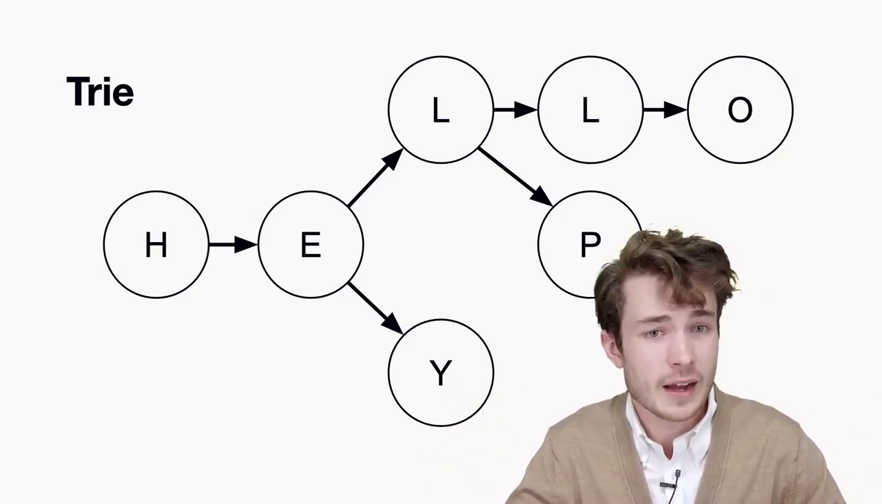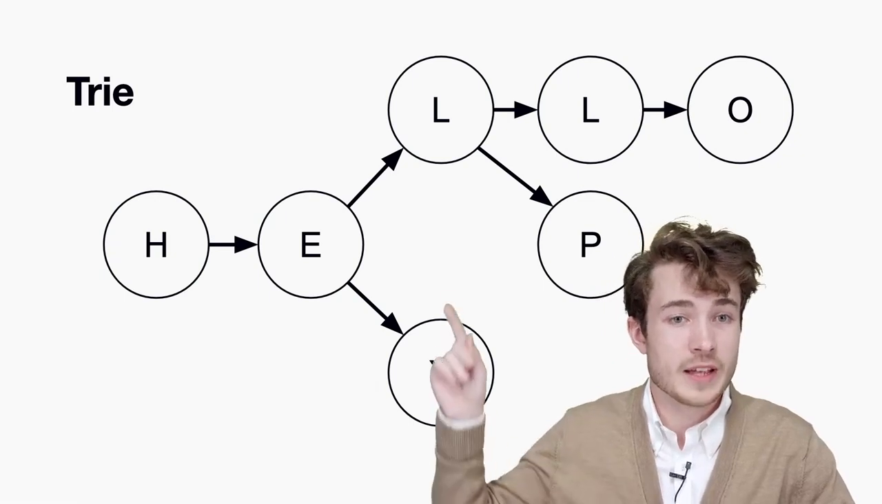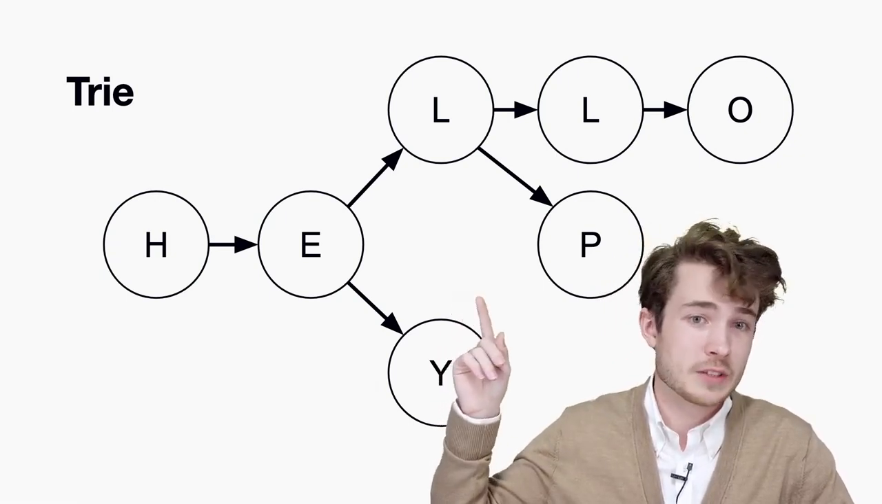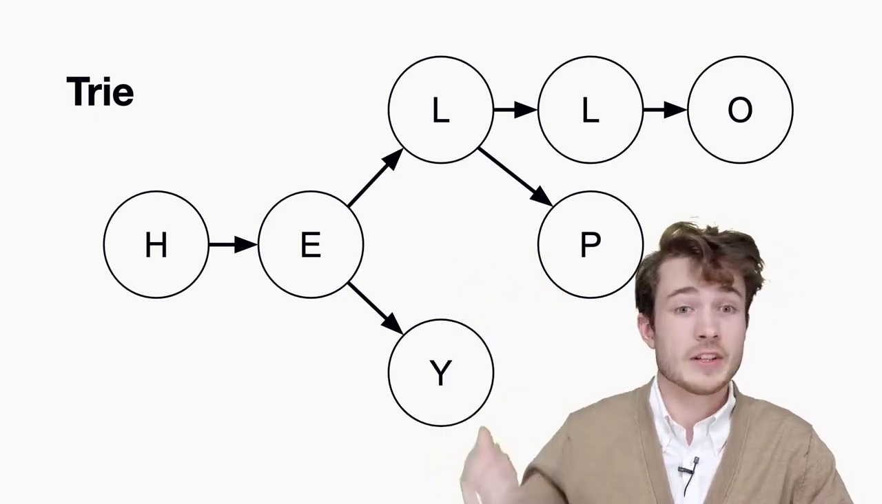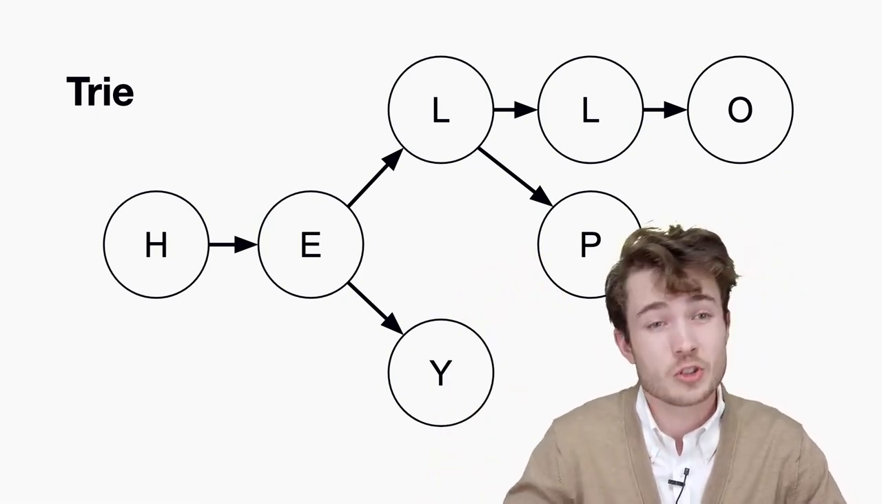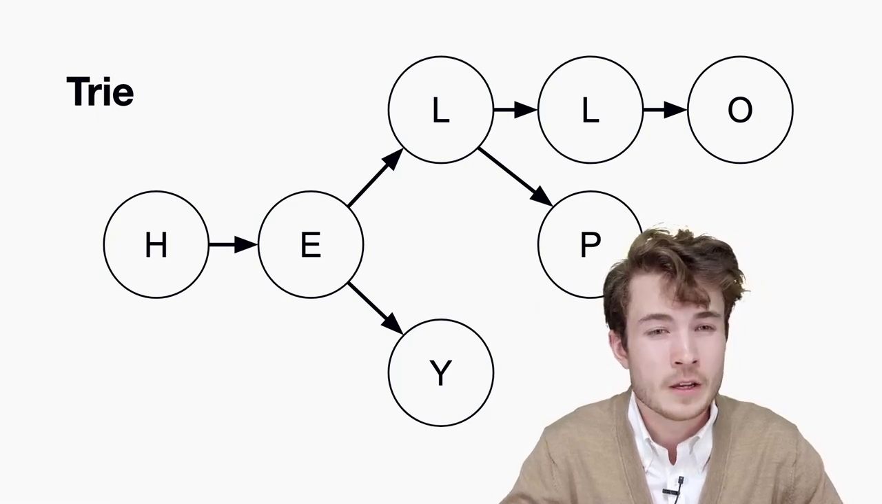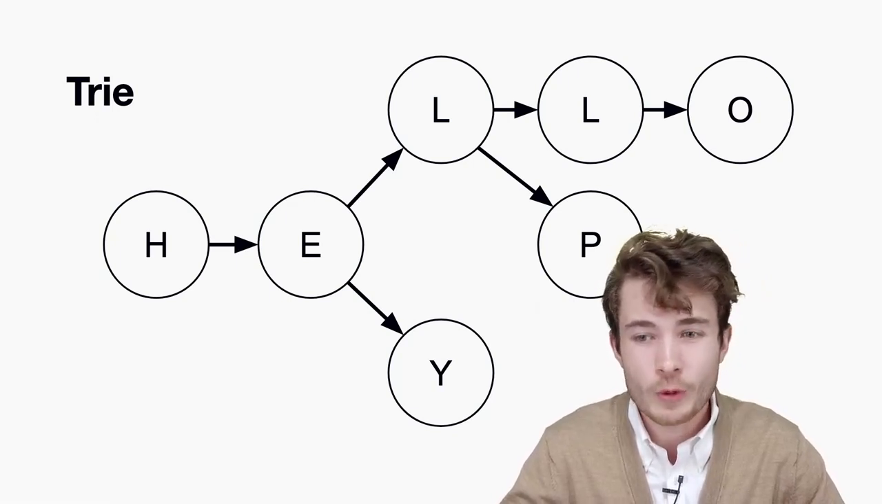If I wanted to add hi to this trie, well, I could simply go to the H node and say, okay, well, that covers the first letter. Now I'll add I, maybe somewhere up above, and that's it. I've inserted hi. So insertion and search are also really fast in our trie. But again, what's the trade-off here? Why wouldn't we always use the trie?